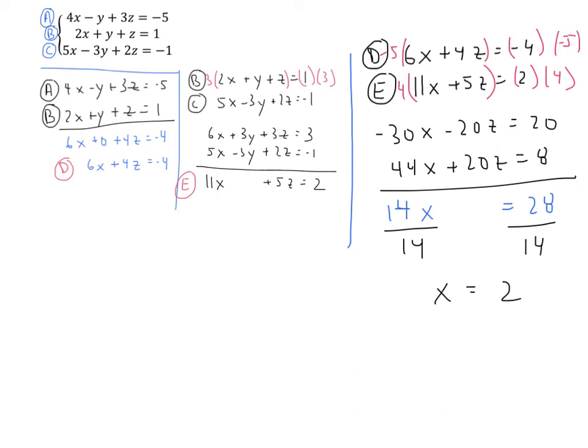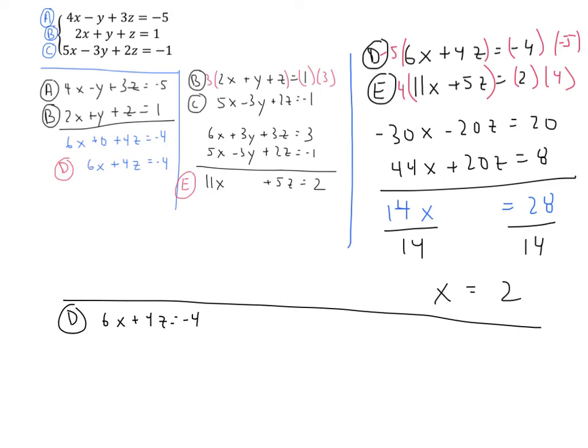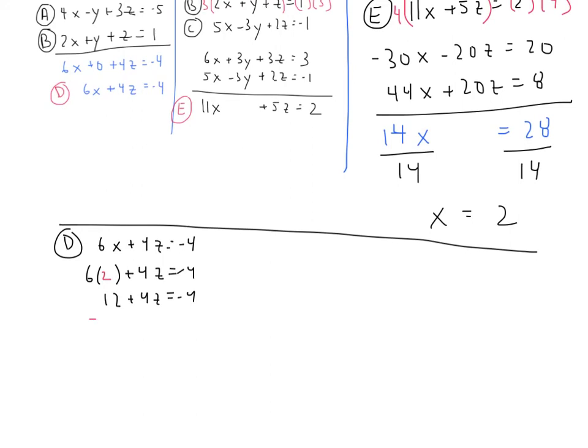Right? So let's go ahead and do that. Right, I'm going to do that in equation D. Equation D says 6x plus 4z equals negative 4. So this would be 6 times my x value of 2 plus 4z equals negative 4. That's 12 plus 4z equals negative 4. And then I'm going to subtract 12 from both sides. So we have 4z is equal to negative 16. And then if I divide both sides by 4, I get my z value is equal to negative 4. Alright, so I have two variables solved for. I've got my x and I have my z.